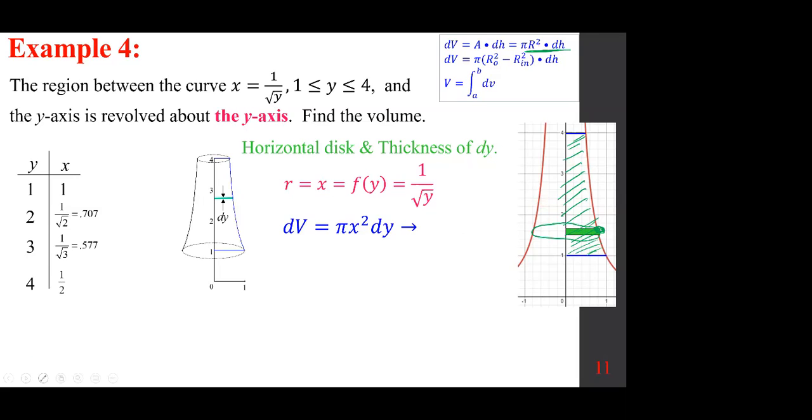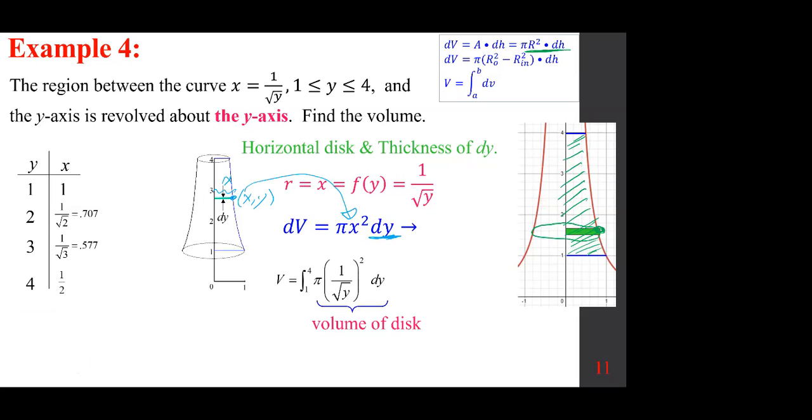Let me just write it on this one. This one has coordinates x and y, and this distance is x. That's why x squared, and you're going to replace it with 1 over square root of y. The moment you see dy, you know that you have to change the x. And so 1 over square root of y squared is simply 1 over y. This is the volume of a disk.